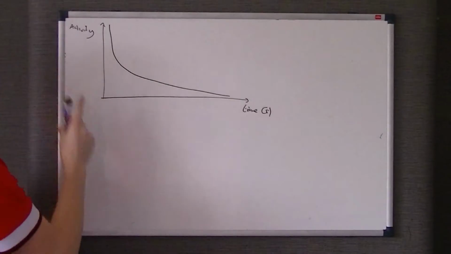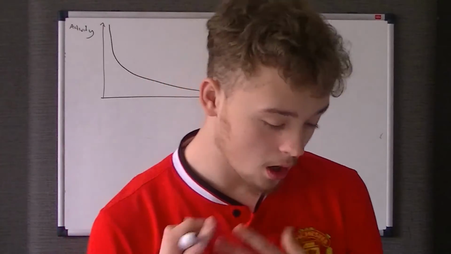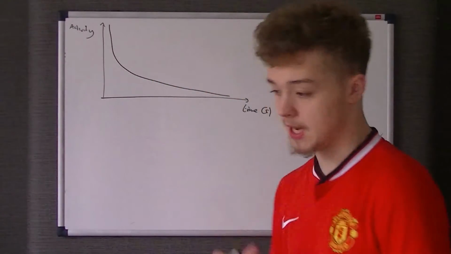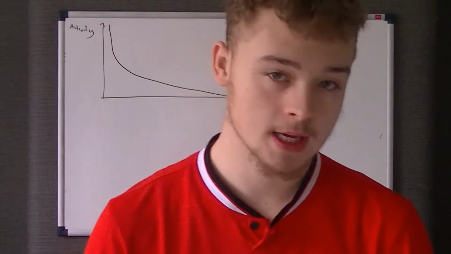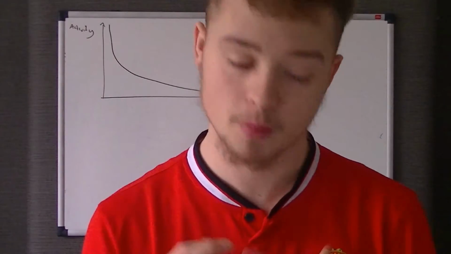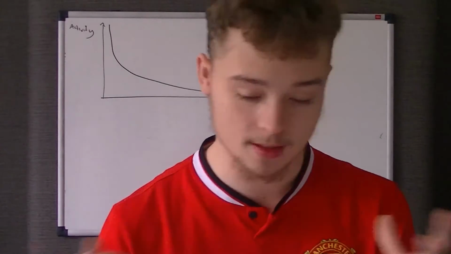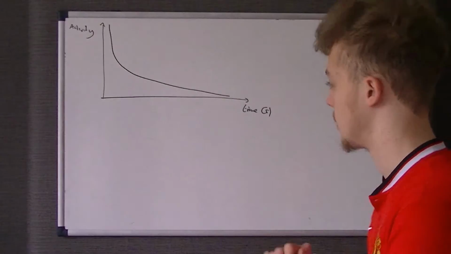Now, the reason it's exponential is because we have something called a half-life. A half-life is the amount of time it takes for a substance to decay by half of the quantity. It's the time taken for half of the quantity of a given substance to decay, that's the definition if you want to take one down.